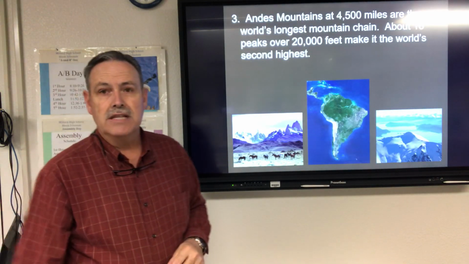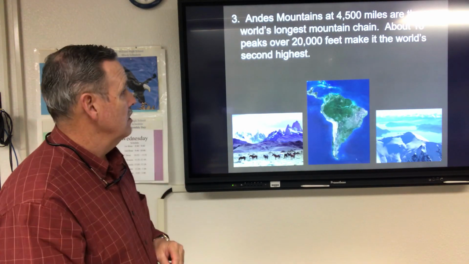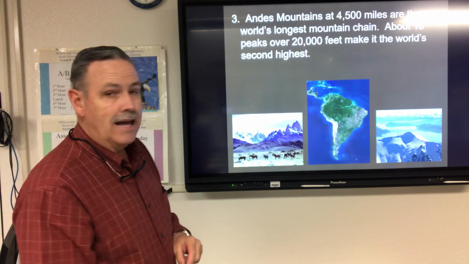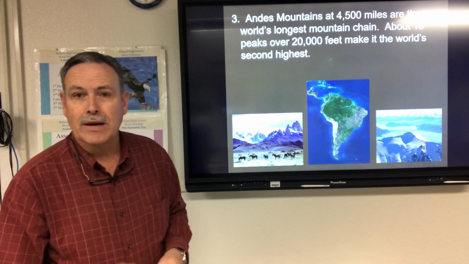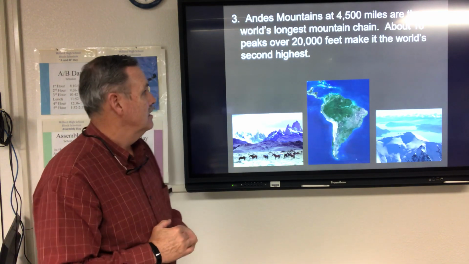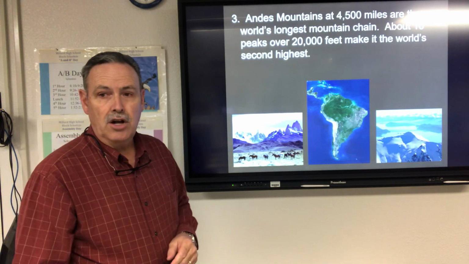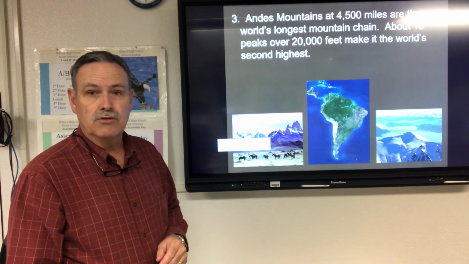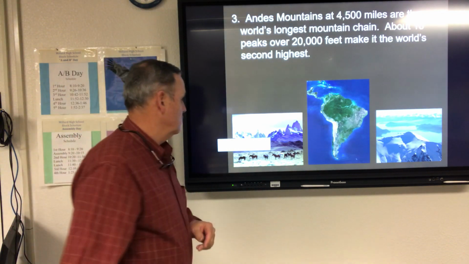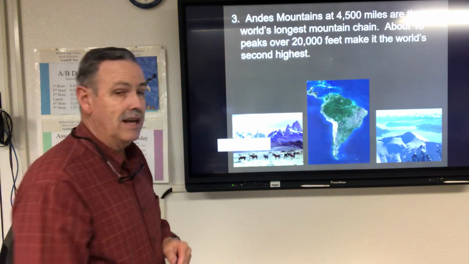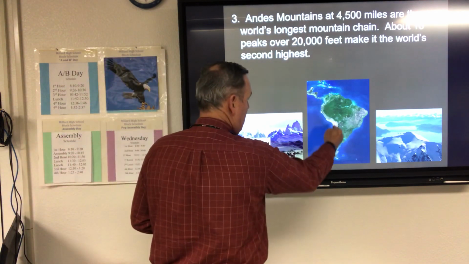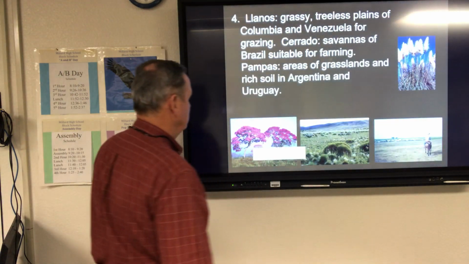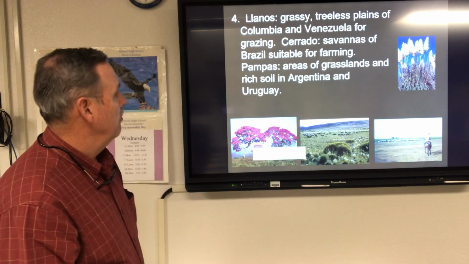The Andes Mountains, at over 4,500 miles long, are the world's longest mountain chain. It has about 10 peaks that are over 20,000 feet in elevation. So pretty tall, high, long, and a fairly rugged mountain chain. And it goes along the west coast of South America. You can see it right along the edge there in the brown.